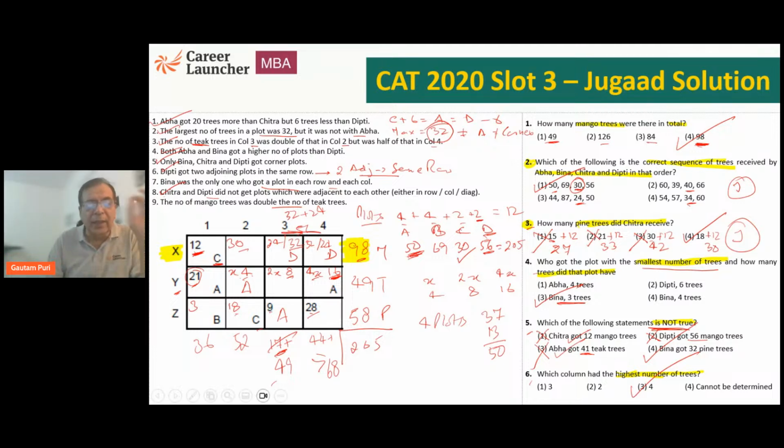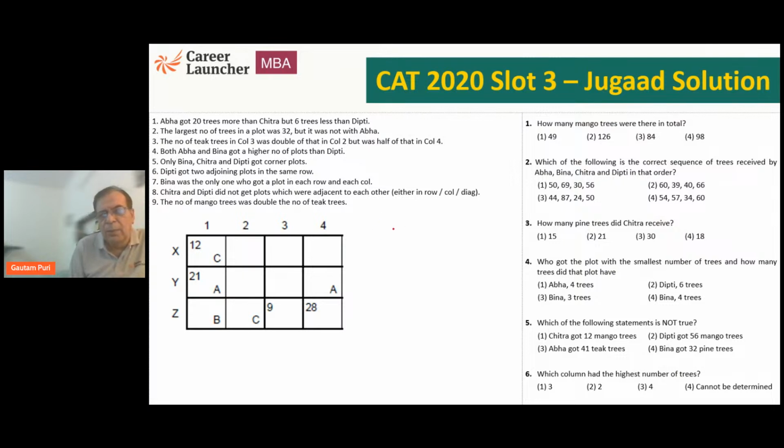Okay. Very quickly, once again, I'll give you the outline. 12 plots. Using statement number 4, we could say that the plot distribution could be 2226 or 2244. This is not possible because statement 4 is saying A and B got a higher number of plots than C and D. As per 2226, only one person gets a higher number of plots. That means the only possibility is 2244. So A and B will get 4 plots each. C and D will get 2 plots each. Okay, this is the first thing.